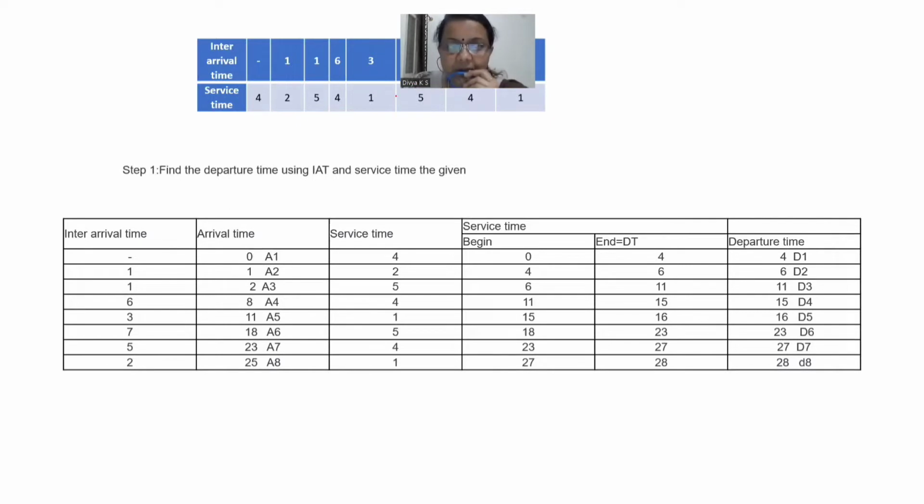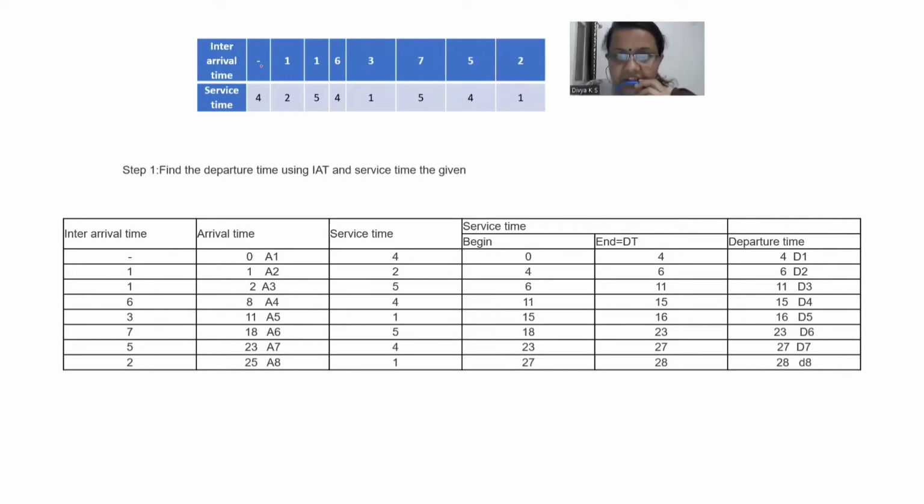Now, the first one is not mentioned here, so you can make it null, or you can make it 0, not a problem. That's why it is mentioned like this. And next, what is the arrival time? 0. Next one, 0 plus 1. That means this is how we are calculating the arrival time.